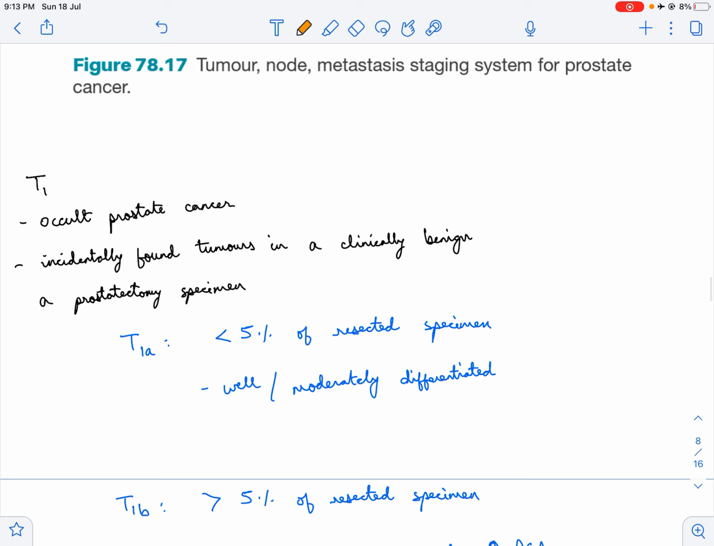Now let us look at these in detail. T1 means an occult prostate cancer. These are incidentally found tumors in a clinically benign prostatectomy specimen. For example, if we do a TURP for BPH and we send the prostatic chips for histopath, the pathologist's report comes back as some of those chips contain CA prostate. That is called T1 because we're not able to palpate it, and that is occult cancer prostate.